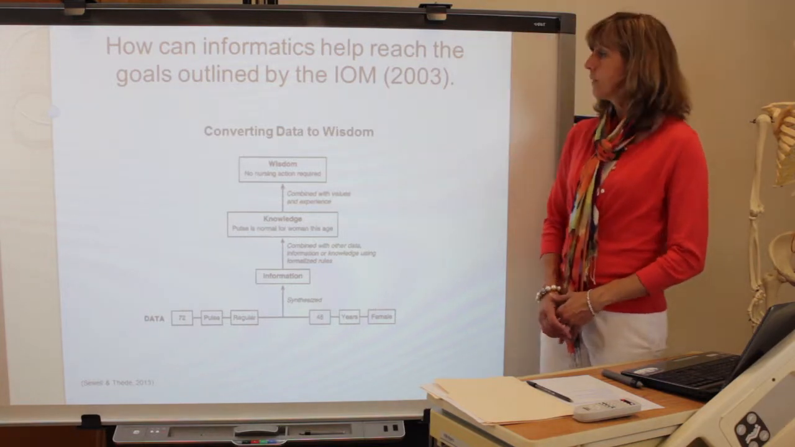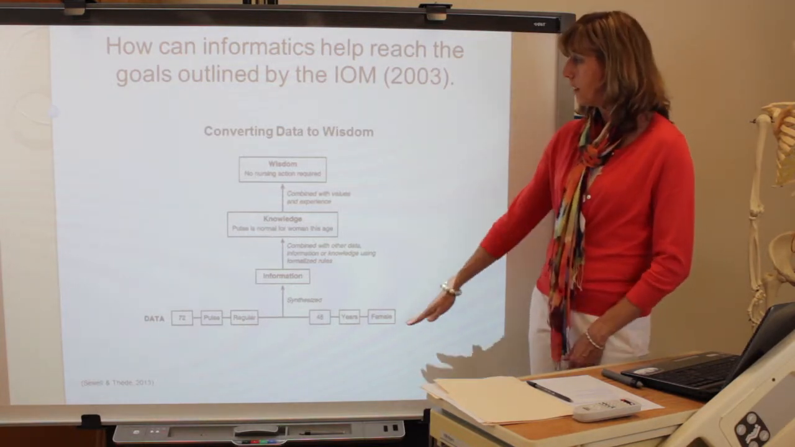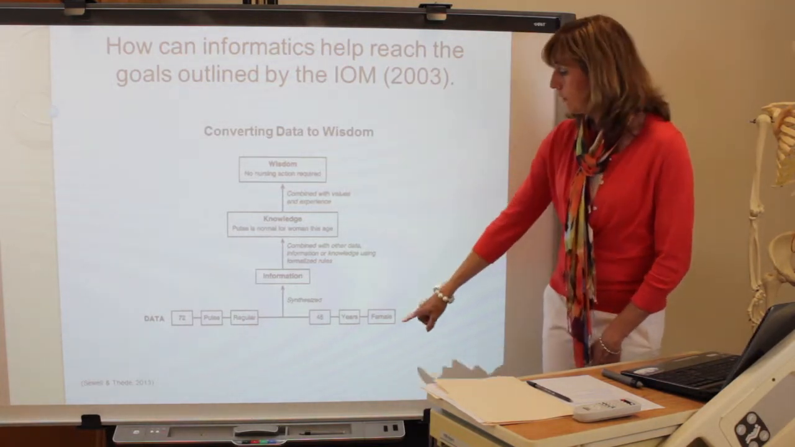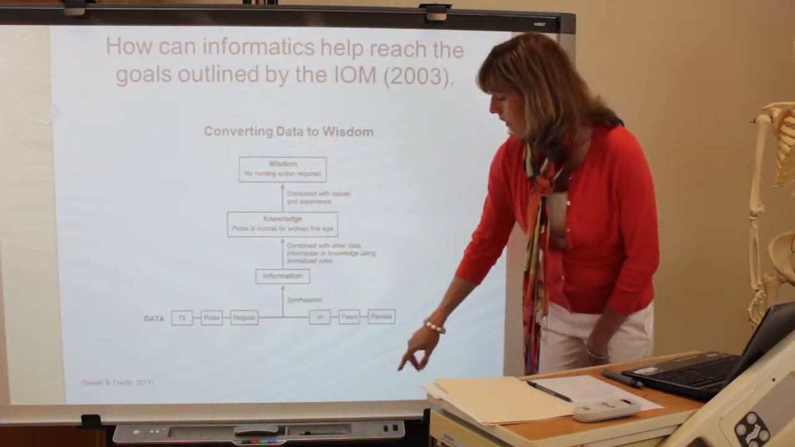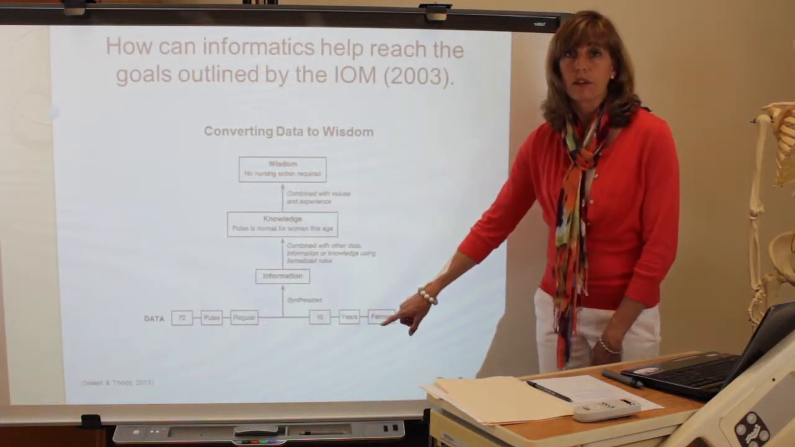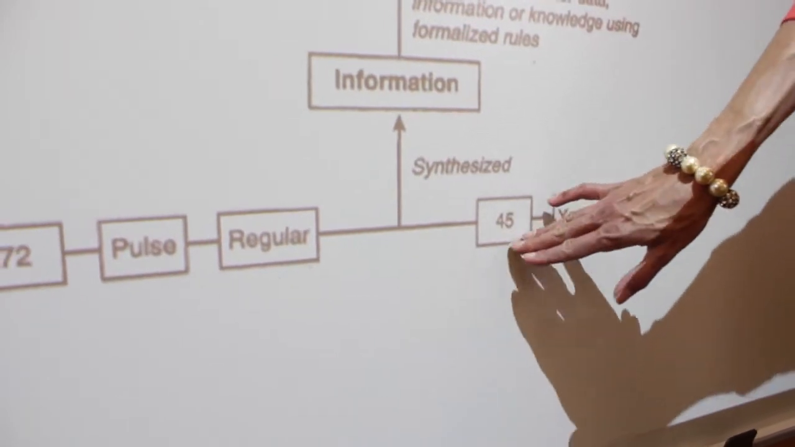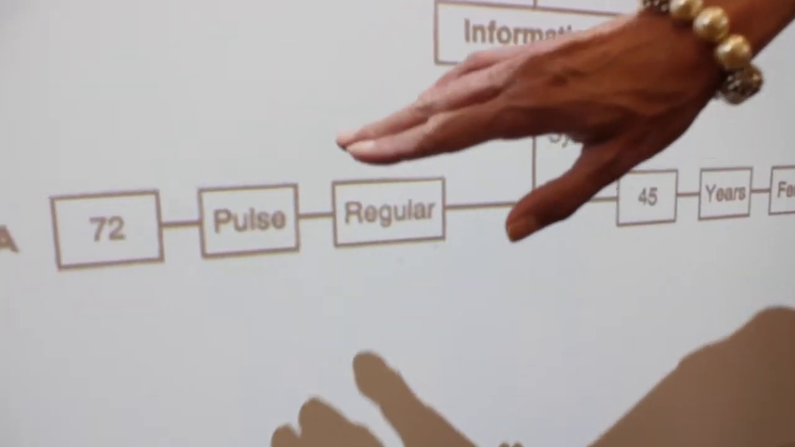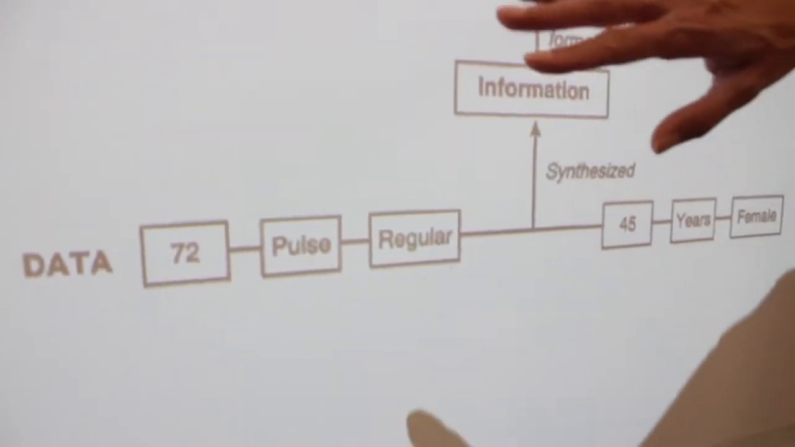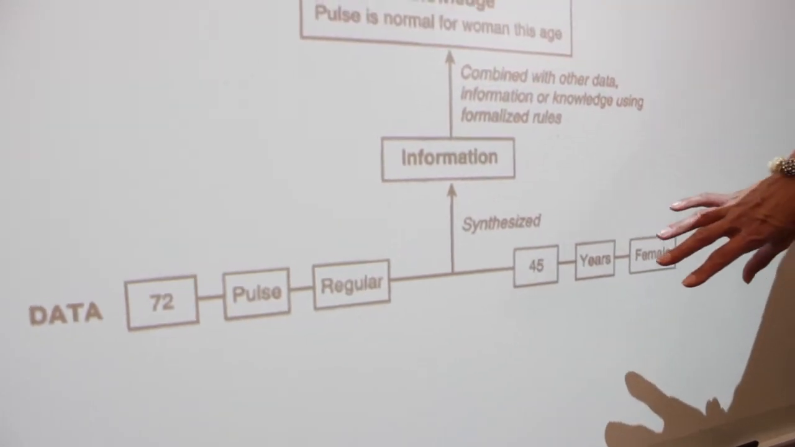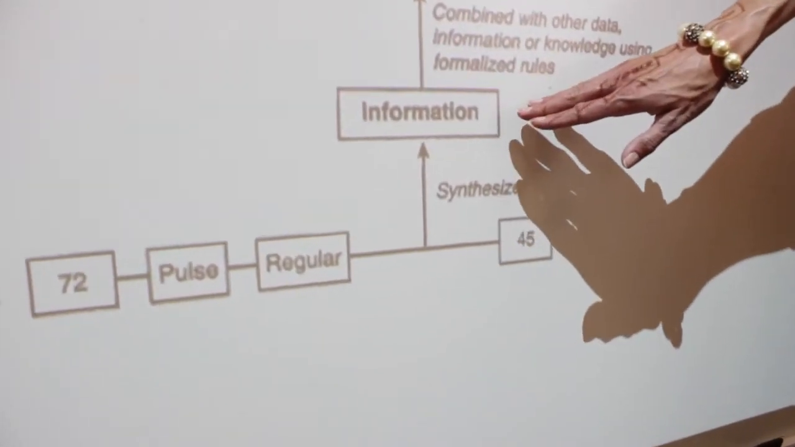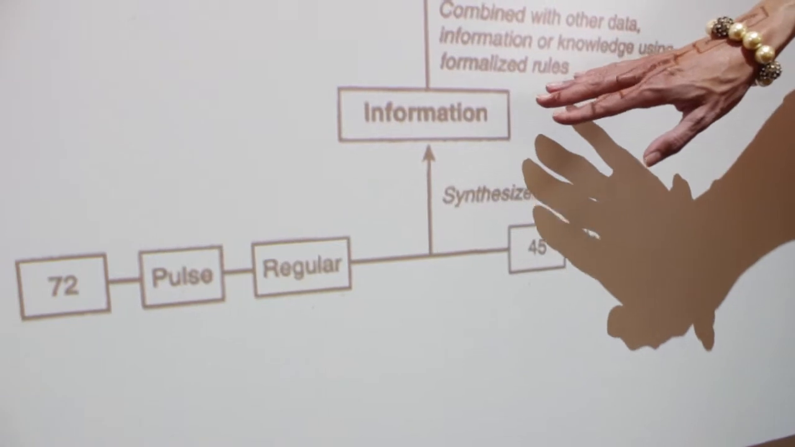The computer helps us convert data to wisdom. These are all little pieces of data. Female is something we put in the computer. Years, 45, regular, pulse, 72. Those are all things we might click on in the computer. What do we do with that? We synthesize that to come up with some information.